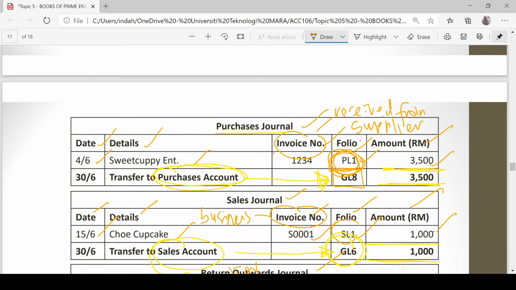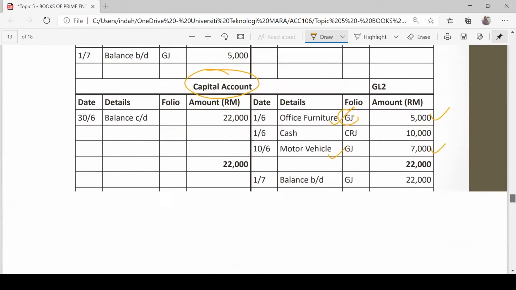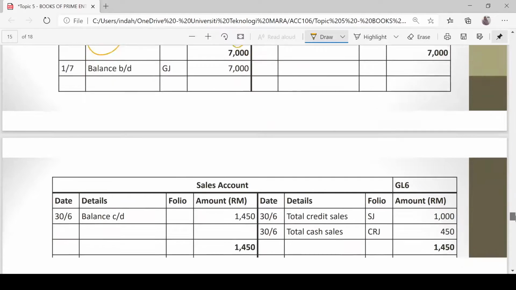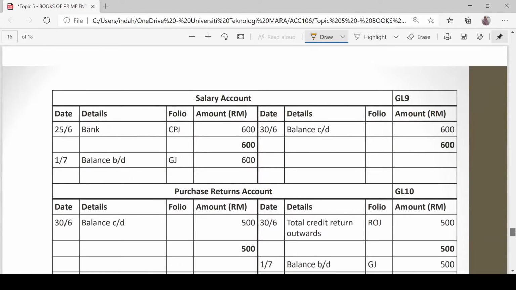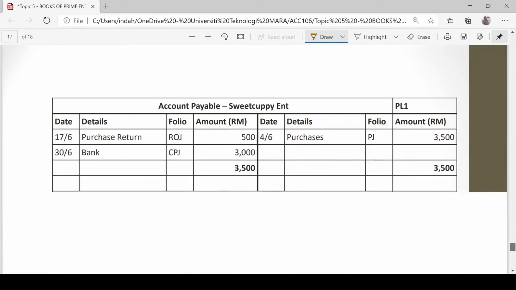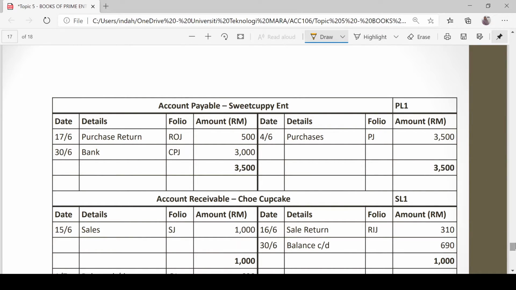But then we have GL8. What is this? This refers to the purchase account, which represents the total of the purchase journal. But for account payable PL1, PL2, we are going to prepare an individual account for each account payable. Since we have only one, we are going to prepare one. We start with PL1, which is for Sweet Copy. Sweet Copy is account payable. So this is how you do it.